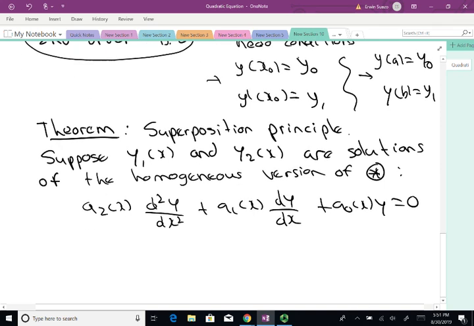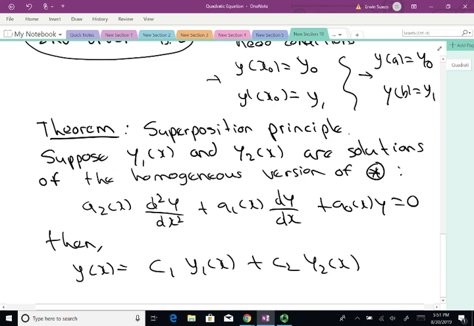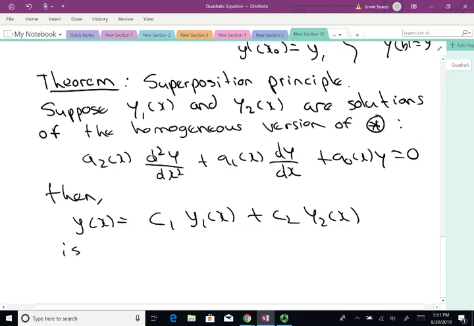So you have two solutions for this. It is homogeneous, it is linear. Then by the superposition principle, y of x equals a constant times the first solution plus another constant times the second solution is also a solution.